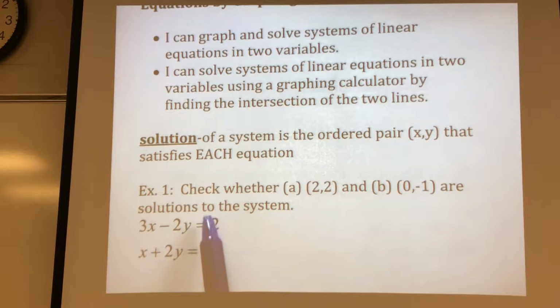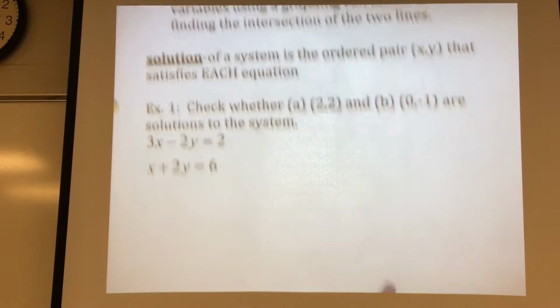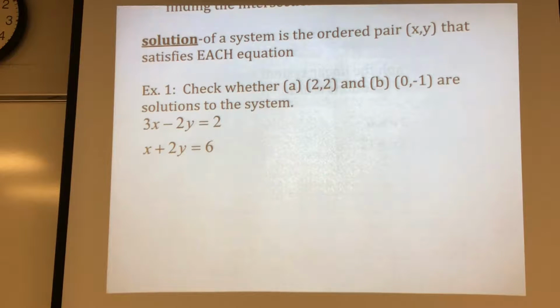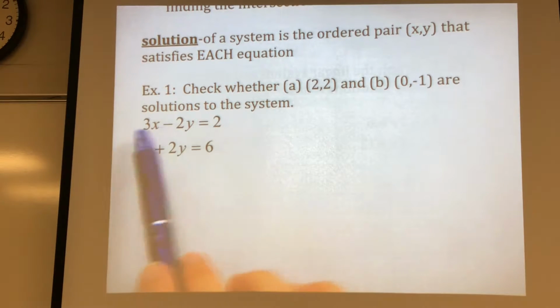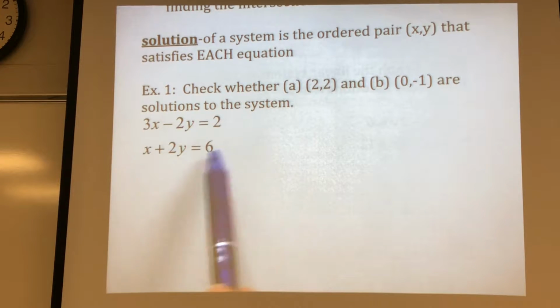So, to give us an idea of making sure something is a solution, we want to check to see if this point right here, 2, 2, is a solution to the system. In order for it to be a solution, it has to work in both equations. So I want you to hit pause, substitute 2, 2 into both equations, check it out, see if it works. Then go back and do the same thing for 0, 1. Put 0, 1 in for x, y in both equations, see if it works in both. And then come back and check your answer.